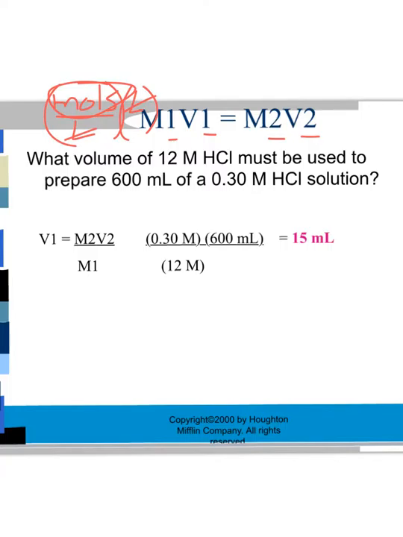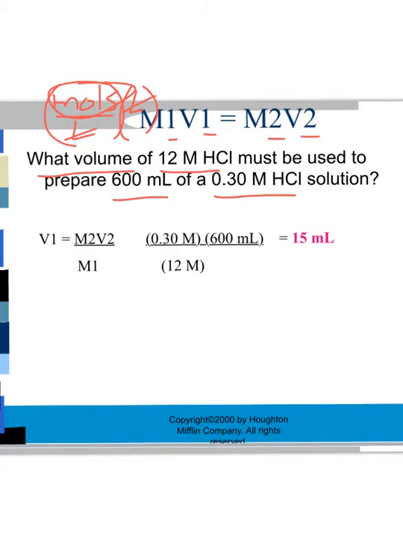Okay? All right, so let's read this problem. I know the work is already shown there, but you should try to do it on your own to see if you understand it and you can do it by yourself. All right, so what volume of 12 molar hydrochloric acid must be used to prepare 600 mils of a 0.3 molar hydrochloric acid solution?